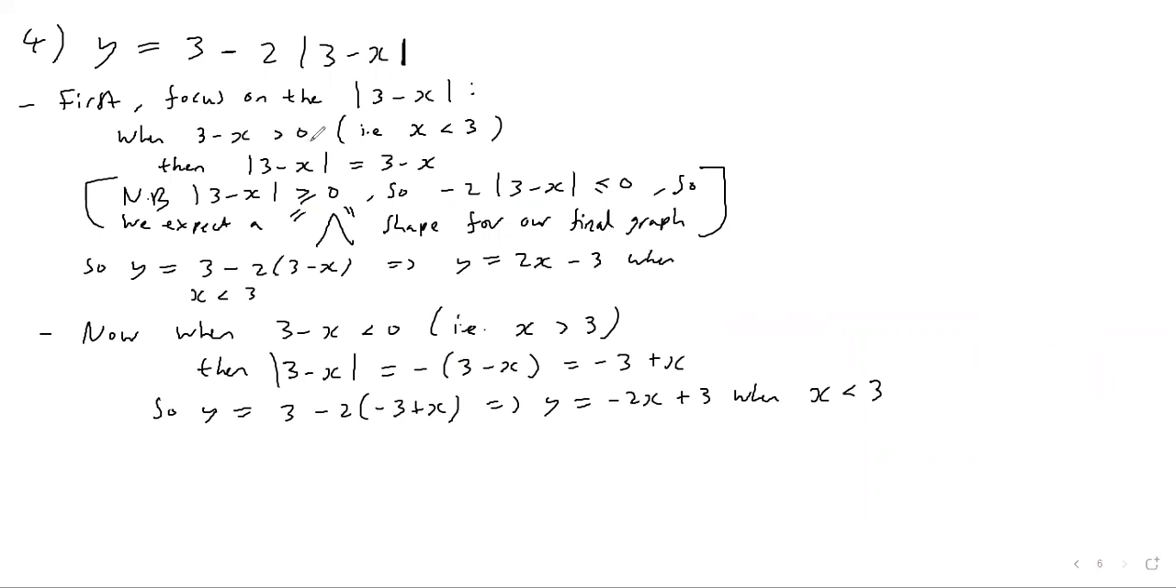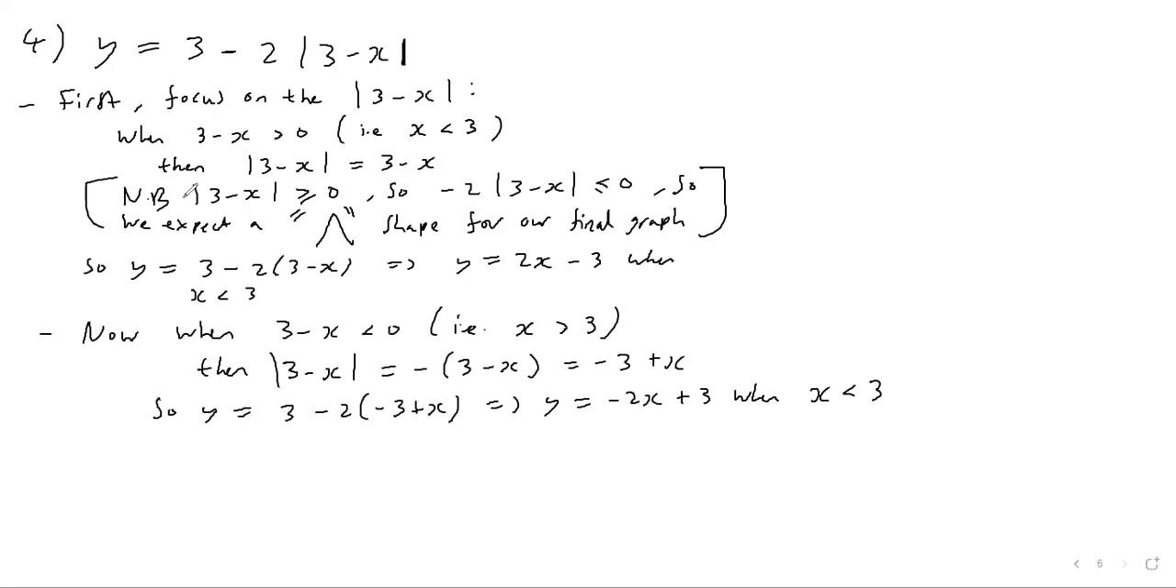So when 3 minus x is bigger than 0, in other words, when x is less than 3, it must be true that 3 minus x has a modulus equal to 3 minus x. So again, when this number inside the modulus sign is positive, that's just the same as the modulus of that number. So again, we're just using the same justification that we used before.